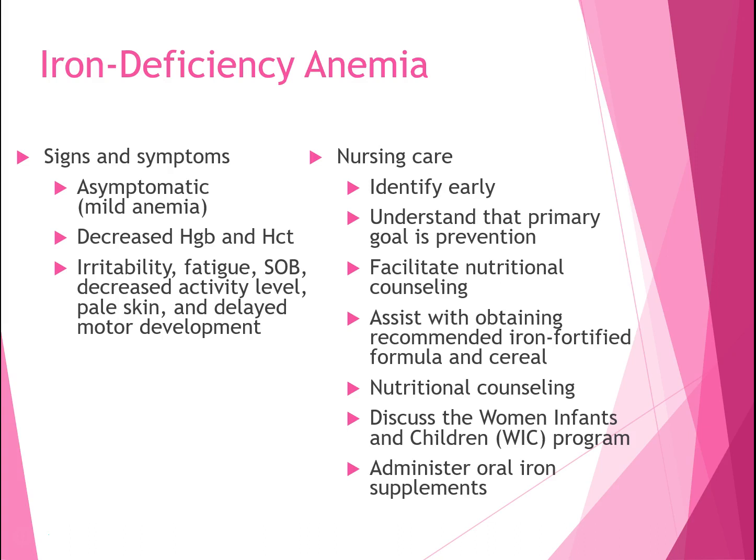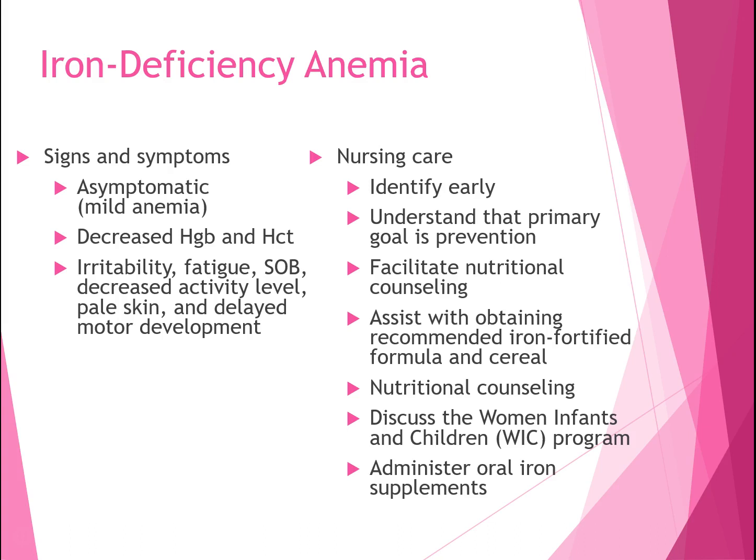Iron deficiency anemia is probably the most common type of anemia that you'll see in the pediatric population. If it's mild, a lot of times it'll be asymptomatic. But they have decreased hemoglobin and hematocrit. If they are showing symptoms, they may be irritable, they may have fatigue, shortness of breath, decreased activity level, pale skin, and delayed motor development. Toddlers, I'm going to use them as an example. If you have a toddler who drinks a lot of milk, they may be more at risk for iron deficiency anemia because the iron will bind with the calcium in the milk. So that can lead to iron deficiency anemia.